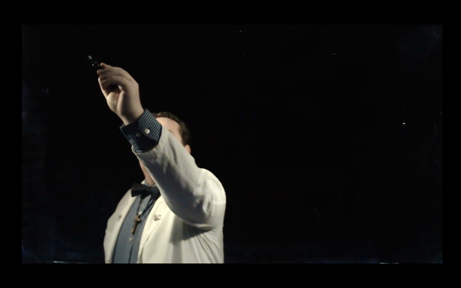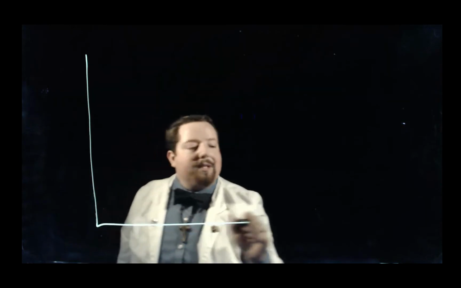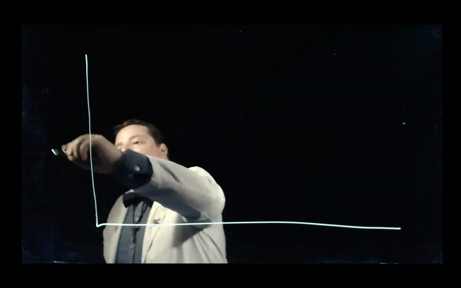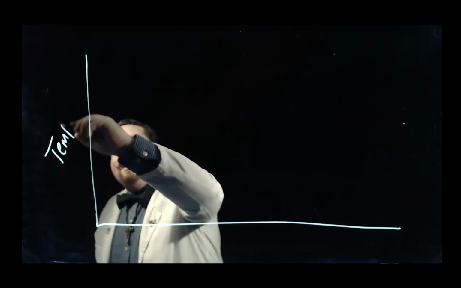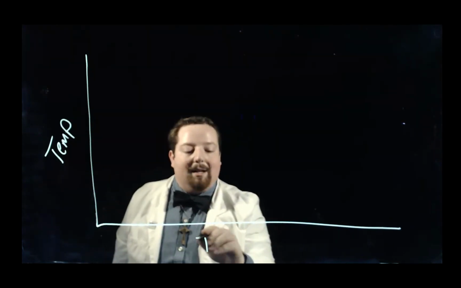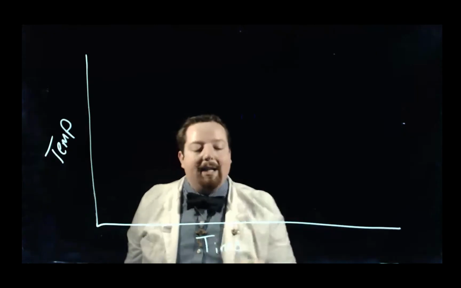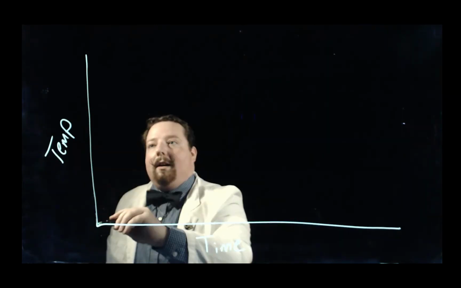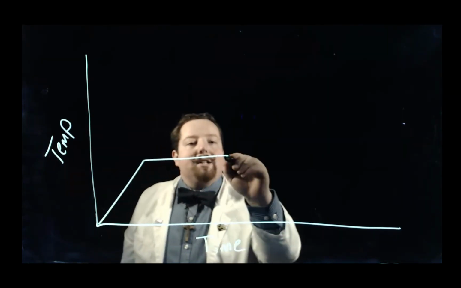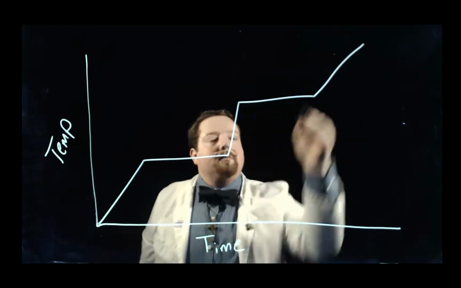So when we're looking at matter changing states, there's a graph that we use to talk about this. It's called a heating and cooling curve. What we do is we take the temperature of our substance on the y-axis and the time as we're heating up the substance, or if we're cooling it down, on the x-axis. When we're all done plotting our data, it's going to look something like this.